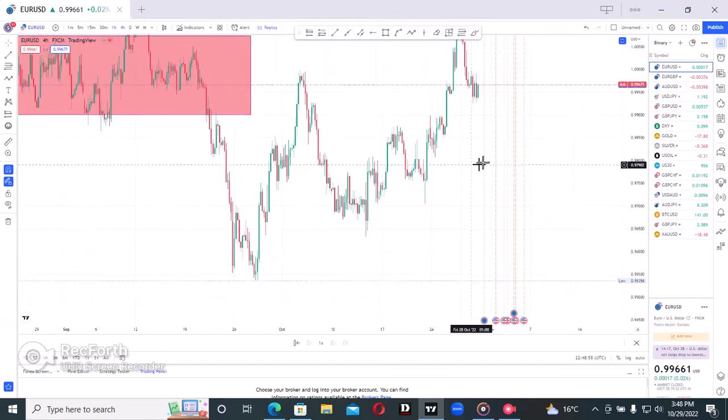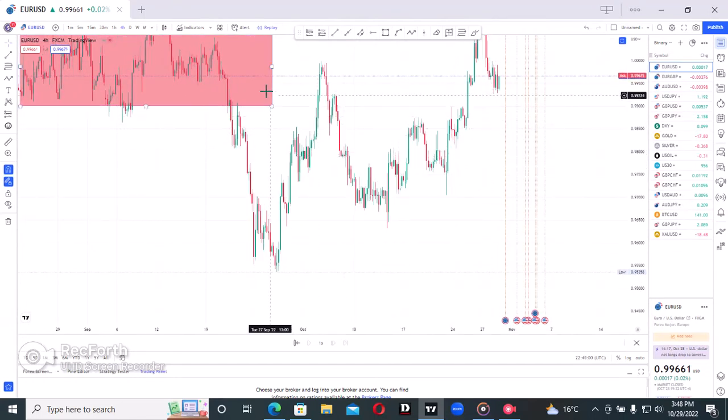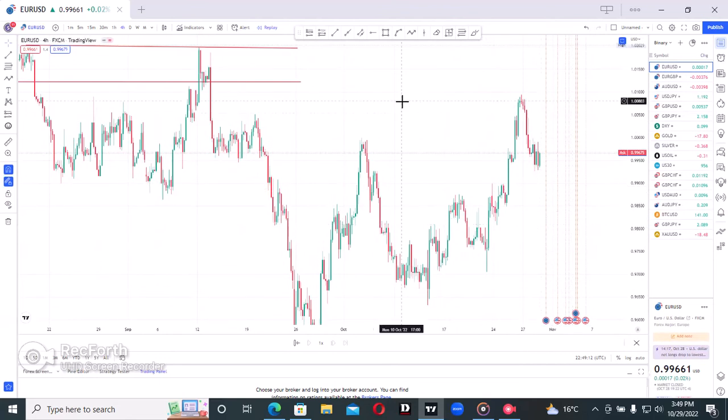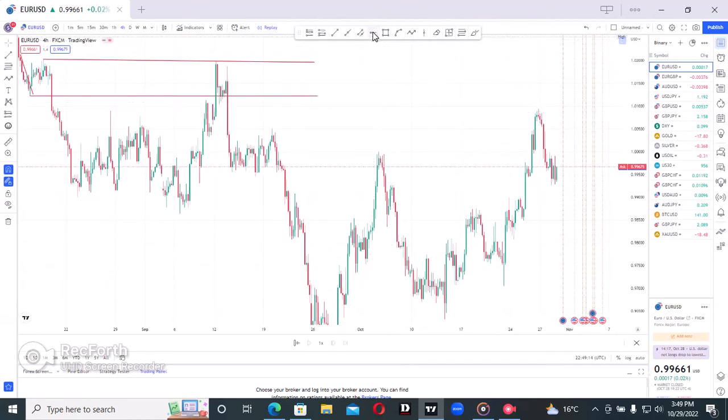So let me show you right here. Let me just delete this thing here. So this is the downtrend, this is the uptrend, this is the downtrend, and now we are in the uptrend. So what I'm going to do here is draw another horizontal line from here, from the peak of this market.